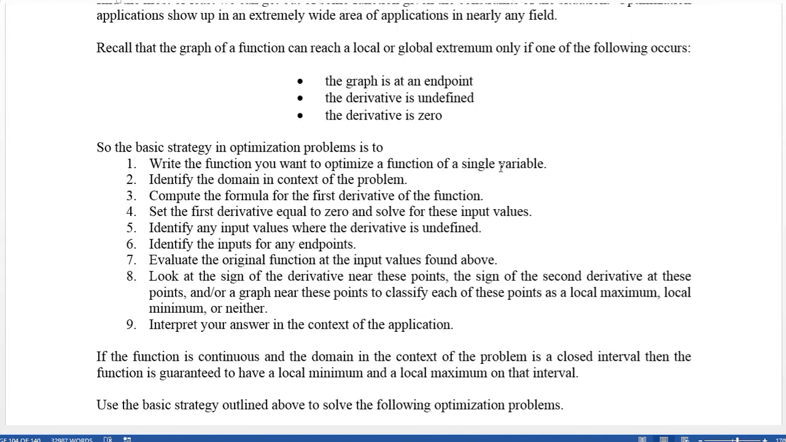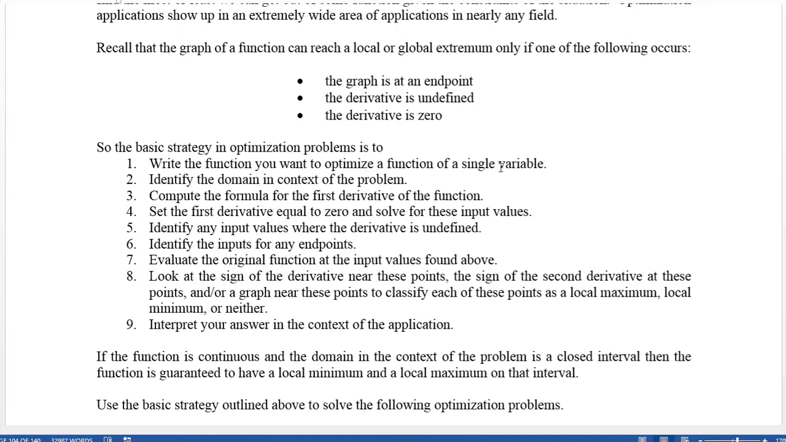Then you want to identify the domain in the context of the problem. So you might have a quadratic polynomial function, and just looking at that, you might say, well, the domain's all reals, but it may be that in the context of the problem only positive values are allowed for inputs and outputs or something. So there may be some constraints put there by the context of the problem, as well as constraints that are put there by the formula itself.